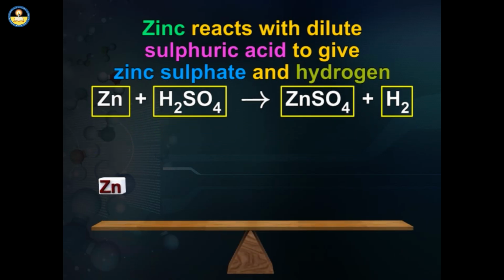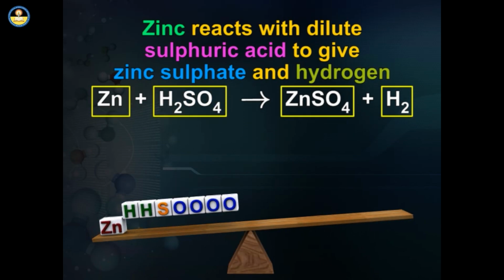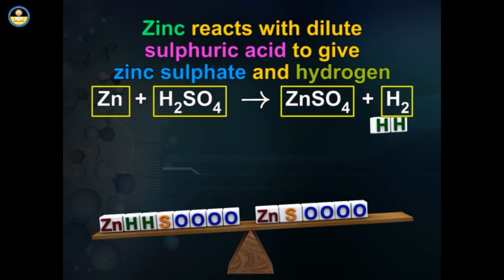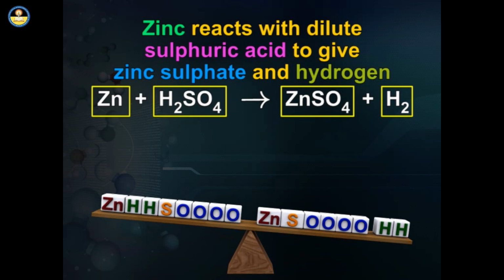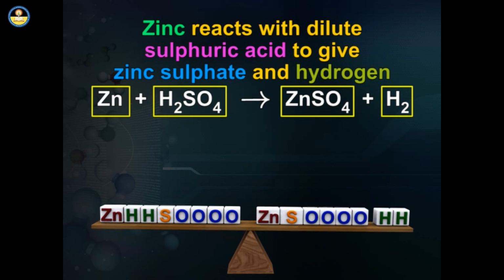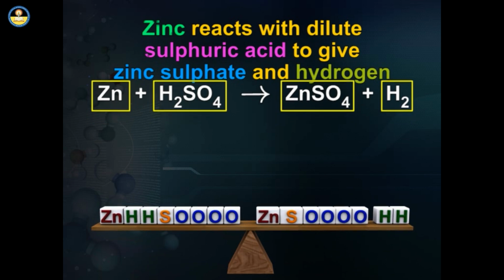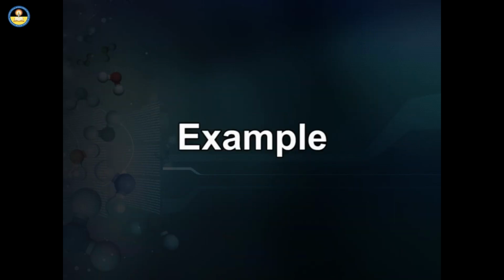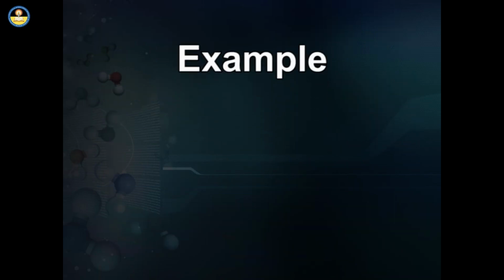Count the number of atoms of all the elements on the reactant side and then the number of atoms of all the elements on the product side, that is, on both the sides of the equation. As the number of atoms of all the elements involved in the reactants and products are equal, the equation is already balanced. Let us have a look at another example.